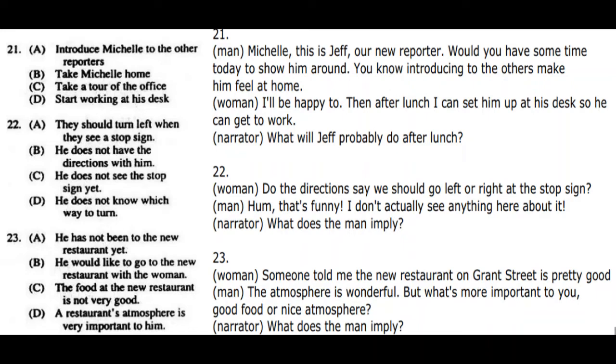Number 23. Someone told me the new restaurant on Grant Street is pretty good. The atmosphere is wonderful. But what's more important to you? Good food or a nice atmosphere? What does the man imply?